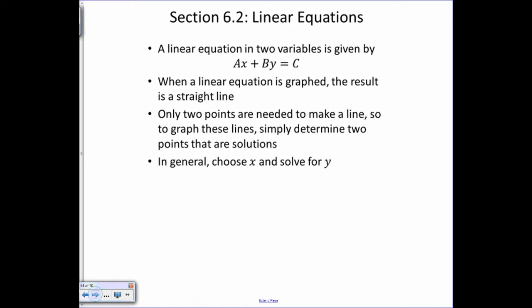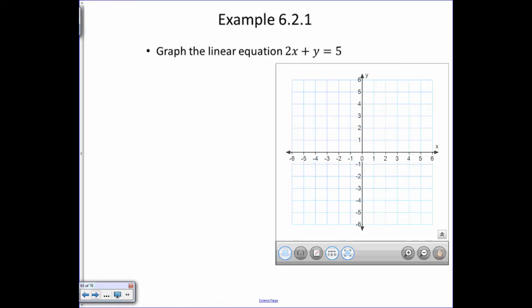And so let's practice this. Here we have the linear equation 2x plus y is equal to 5. Now we only need 2 points to make a line. So what we're going to do is just choose some x values, solve for y, and that'll give us points that are solutions. So let's start off with the easiest one, and we'll let x be equal to 0.